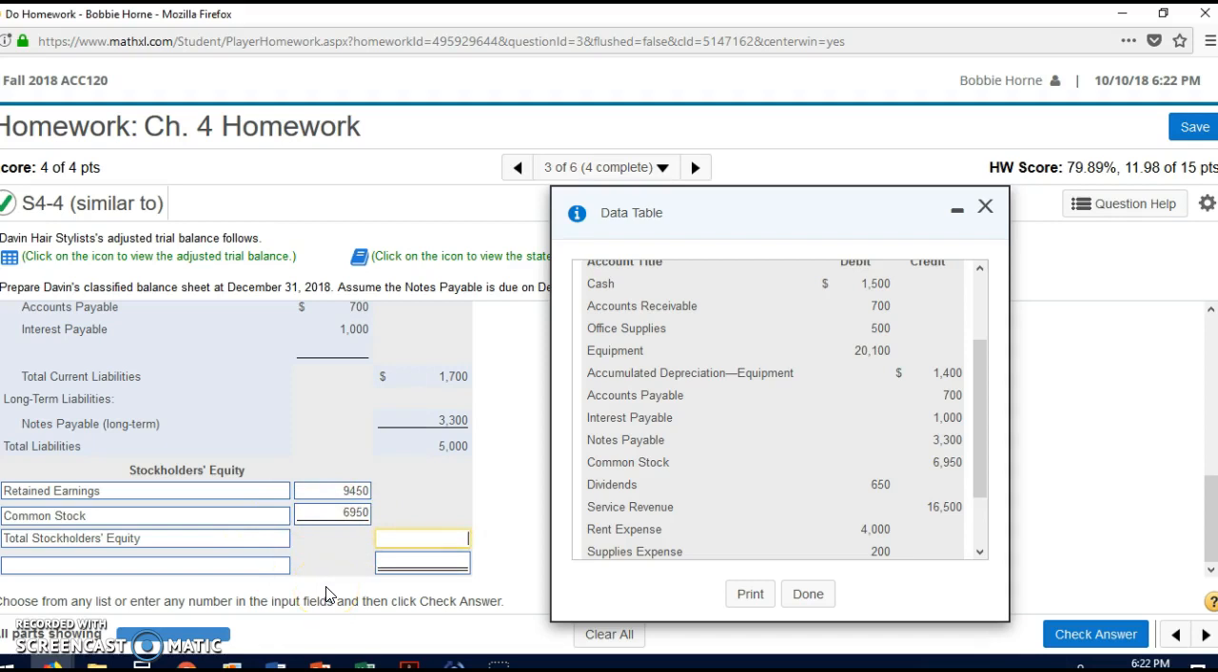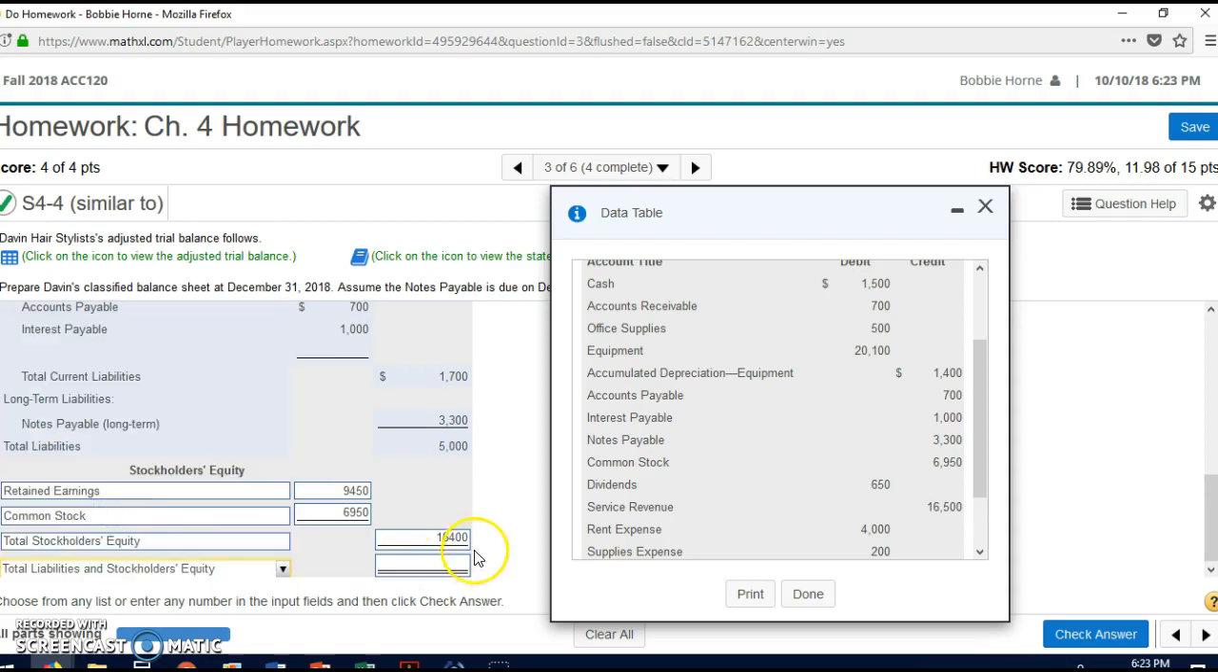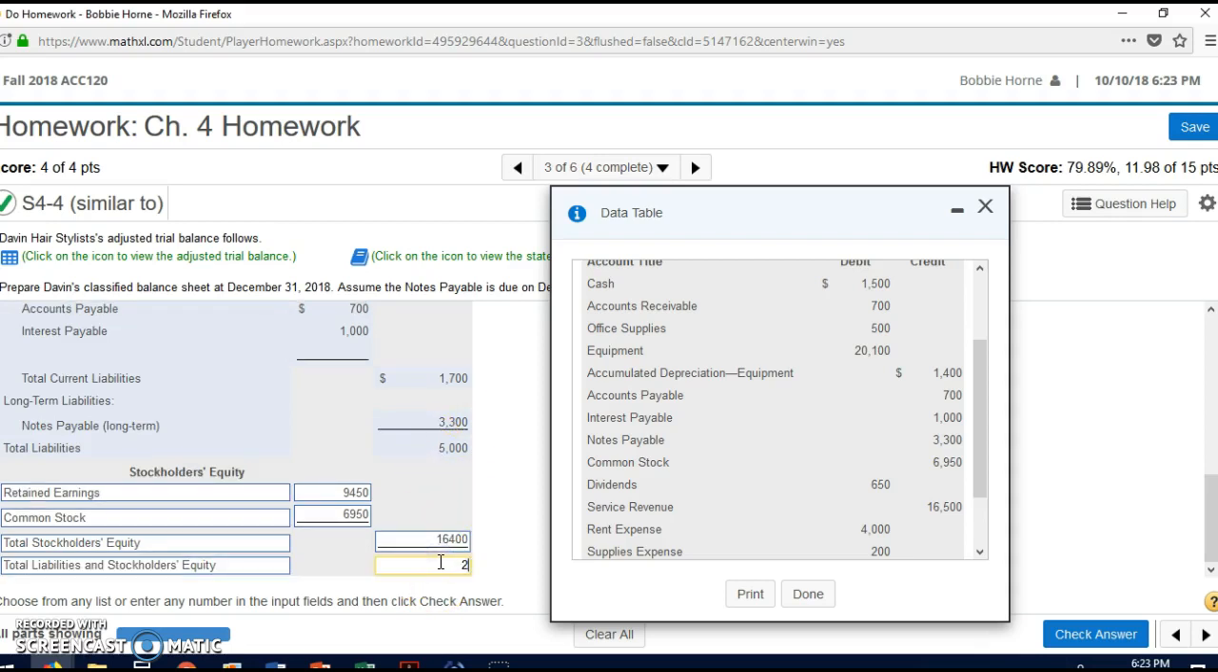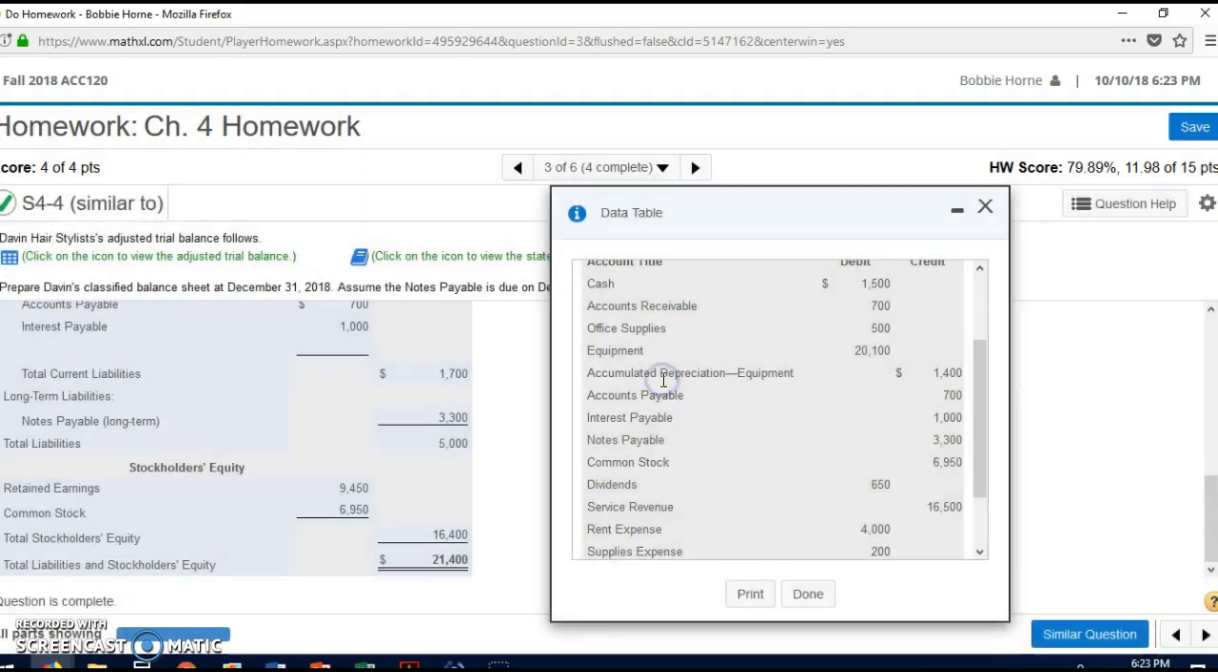It's been a long day. 94.50 plus 69.50, 16.4. So your total liability and stockholders' equity would be this number plus this, which is 21,400. And that is the 2 questions that I've had requests on working in Chapter 4 homework.